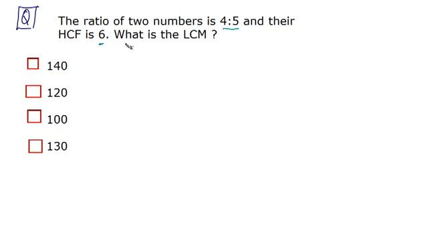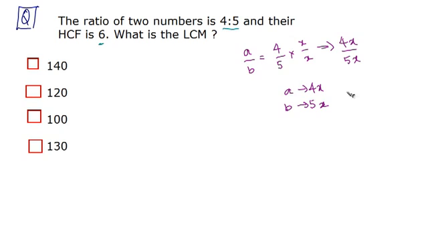Okay, the ratio of the numbers is given, so we can write a by b is equal to 4 by 5. Now we can also write this as, if we multiply both the numerator and denominator by x, 4x by 5x. Therefore a is 4x and b is 5x. By looking at this, you can easily determine that the common factor between 4x and 5x is x.